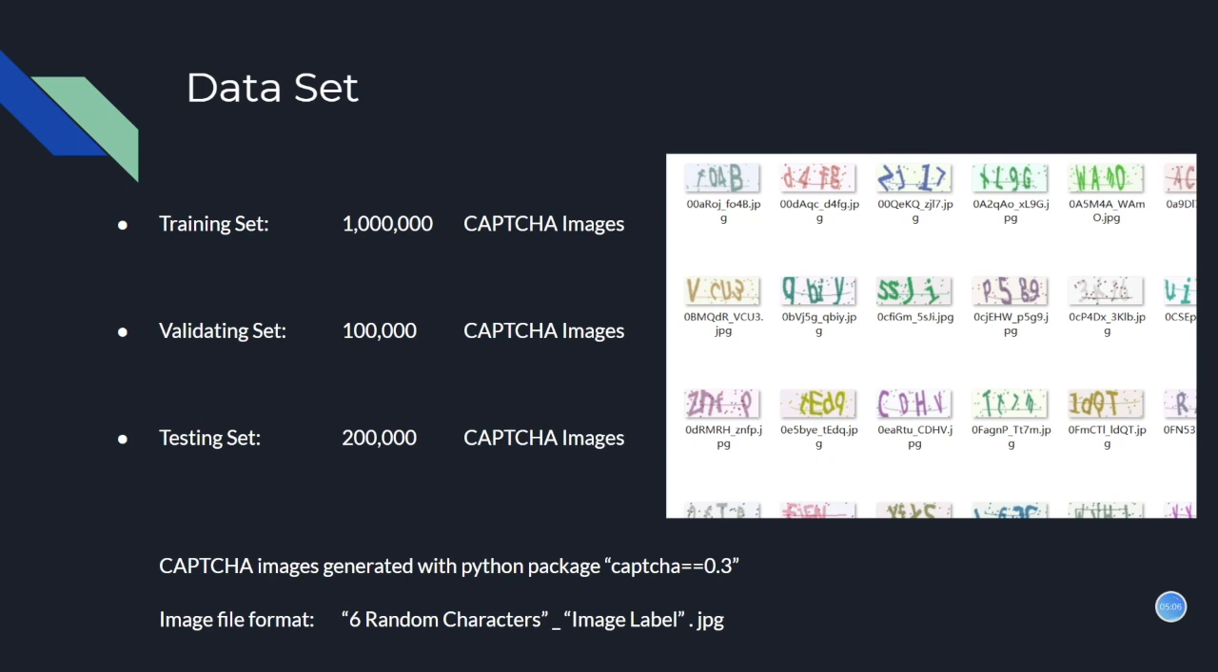In order to take into account both the convenience of reading the image label and the prevention of overwriting due to the same name, we defined the format of the generated image name as 6 random characters followed by the label of the image itself.